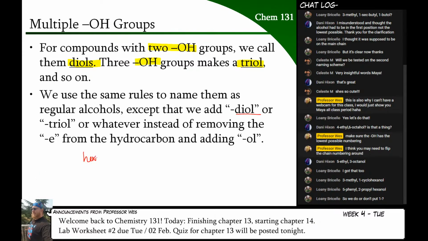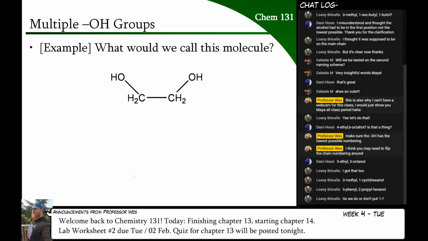So for example, this would be 1 OH group on hexane. But if I had 2 OH groups, then it would be a hexane diol instead of a hexanol. So we keep the extra letters at the end of the entire alkane chain, and then you just write diol, or triol, or whatever you want to put in there.